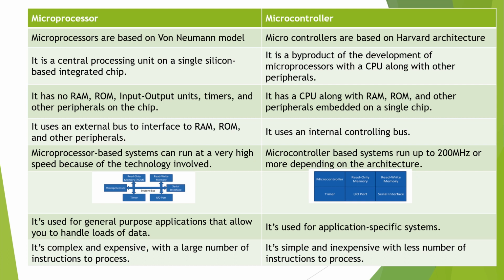Microprocessors are used for general purpose applications that allow you to handle large data, whereas microcontrollers are very application specific systems. A microcontroller used in a washing machine can't be used for any other home appliance. They are application specific. Microprocessors are complex and expensive with a large number of instructions to process. They are CISC architecture, while microcontrollers are very inexpensive and simple, with a smaller instruction set to process, and they are RISC architectures. This is all about the difference between microprocessor and microcontroller.